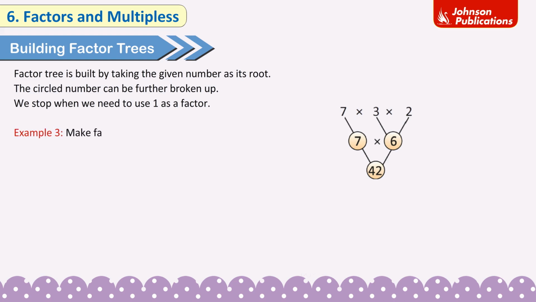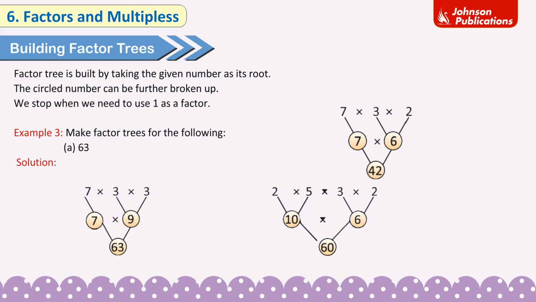Example 3. Make factor trees for the following. A. 63. Solution. 7 multiplied by 3 multiplied by 2. 7 multiplied by 9 is equal to 63. B. 60. 2 multiplied by 5 multiplied by 3 multiplied by 2. 2 multiplied by 5 is equal to 10, 3 multiplied by 2 is 6. Now 10 multiplied by 6 is equal to 60.